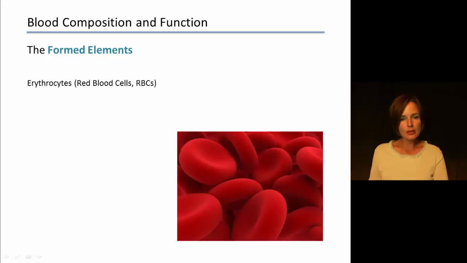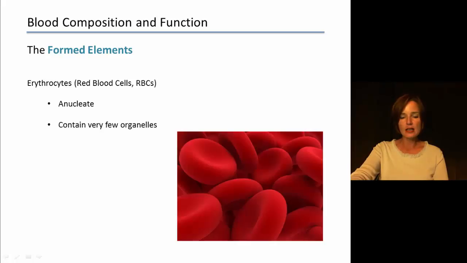So here we have a look at the red blood cells, or what we refer to as erythrocytes. These have a very characteristic shape to them. They're quite flat. They have that concave or depressed center in them. And then some other characteristics. One of them is that they're going to be anucleate. That means that they do not have a nucleus inside of them. And they're also going to contain relatively few organelles. So very few organelles are going to be in there.